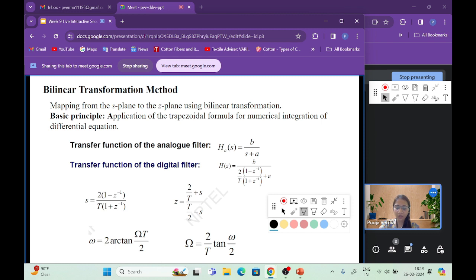And from here we can get the digital and analog frequency relation, that is Ω = (2/T) tan(ωT/2), and from here we can also get ω = (2/T) tan(Ω/2).